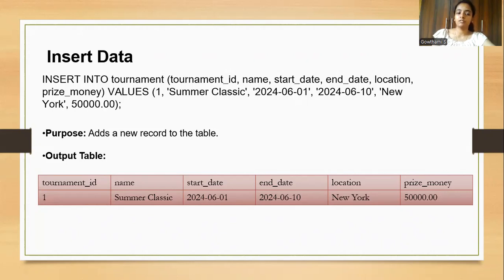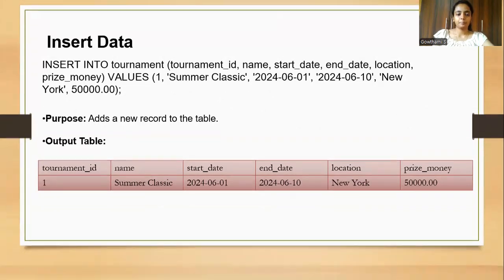So after specifying all of this, the output table, we can see that there will be a table which has been created with one tuple. So there will be tournament ID, name, all the details which will be specified.